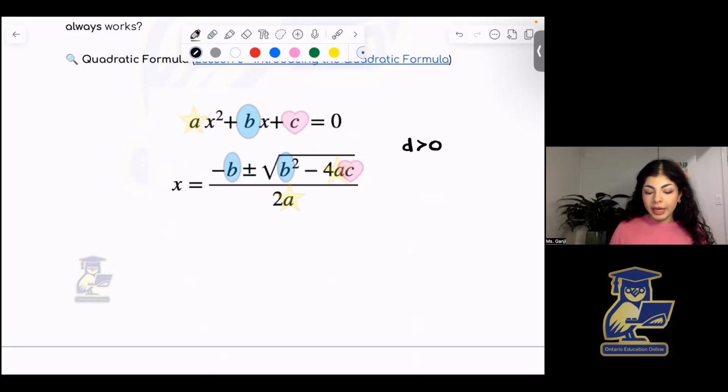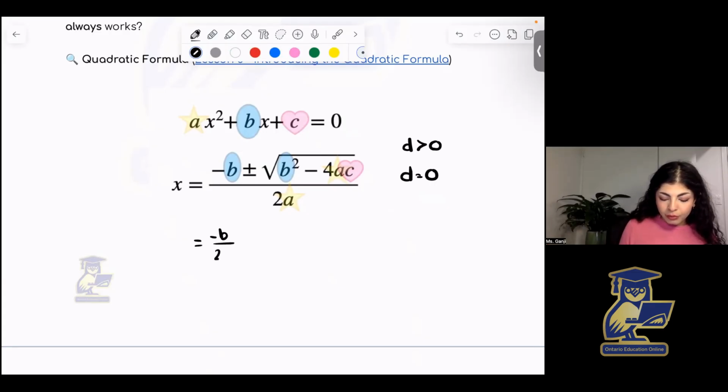We'll get a solution there so that you can add that solution once to negative b and get one solution, and then subtract it the second time and get two solutions. However, when d is equal to 0, the whole square root is going to be 0. So then you just have that x is equal to negative b over 2a. So you only have one real solution, and it would just be negative b over 2a.